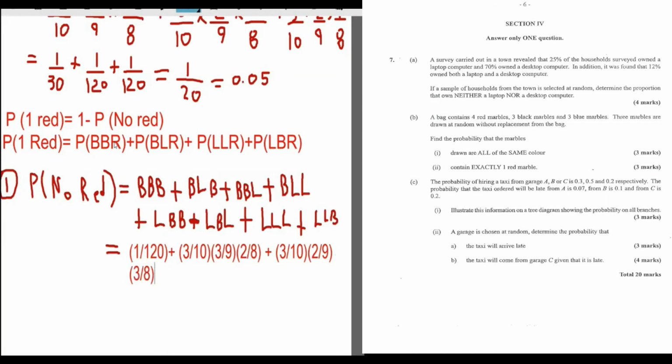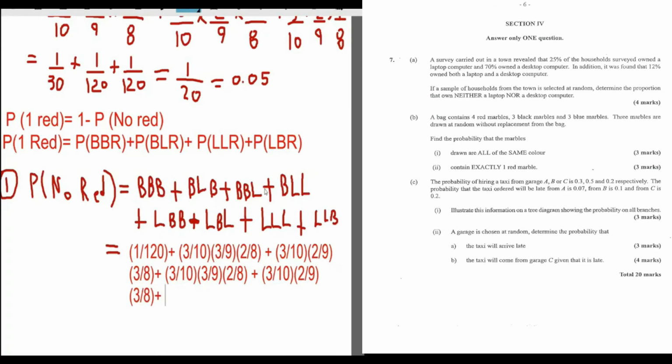And notice that this and this are the same. Plus draw blue, then black, then blue is 3 over 10 times 3 over 9 times 2 over 8. Without working out the rest, I can see where this is going. I can tell you that blue, black, black is going to be the same: 3 over 10 times 2 over 9 times 3 over 8.